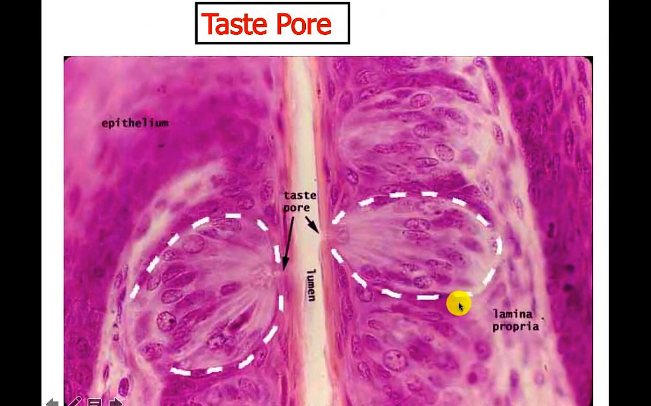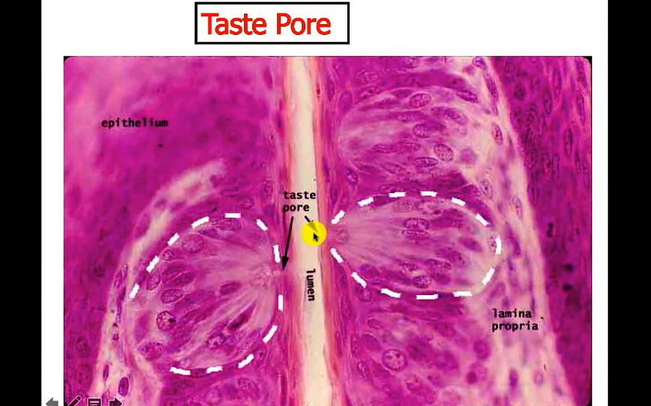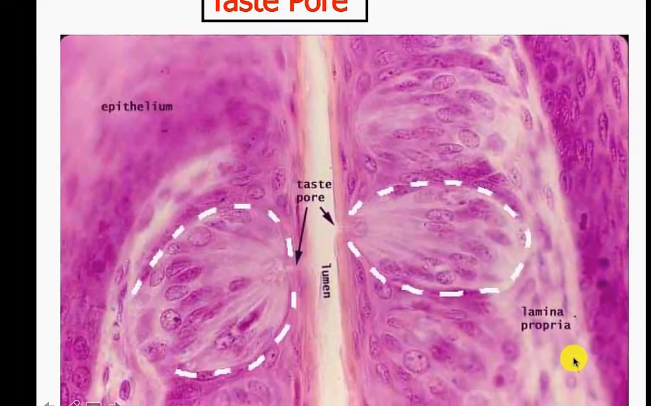Here also the taste bud, onion shaped, has a taste pore opening on the surface. They are present in the epithelium covering the papillae, but they are present also in other sites. They are present in the soft palate, in the pharynx, and in the epiglottis. Then these are the taste buds. This is the taste pore. This is the epithelium, which is stratified squamous, of the wall of the papilla, and this is the connective tissue, which is pale stained here. It is the lamina propria.